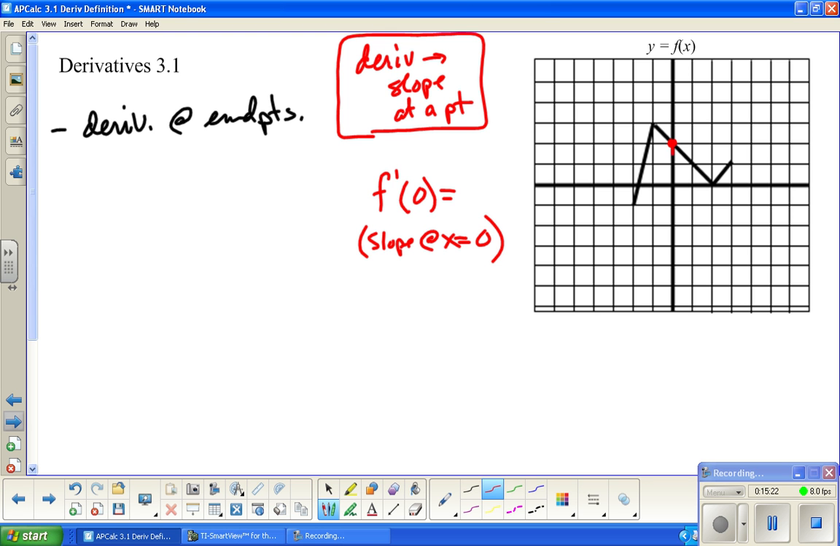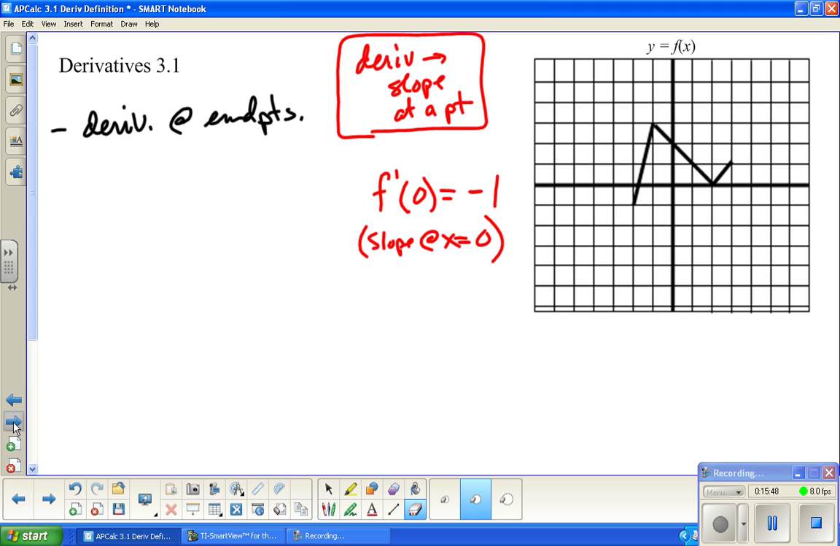Well, let's count together. Down 1 over 1. Down 1 over 1. That slope's negative 1. Okay, assuming these are numbered by 1s, and so are these. So this whole section has a slope of negative 1. So the slope at 0 is negative 1. Isn't that exciting? That's good stuff right there.